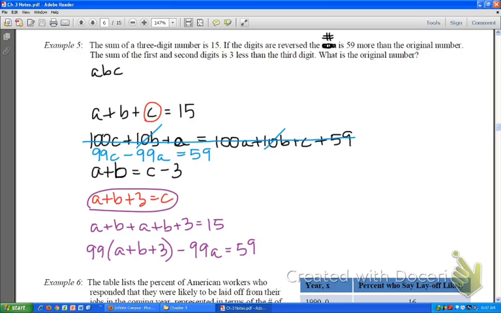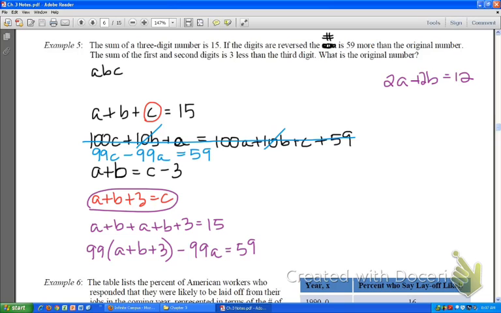I need to simplify some of these equations. That first purple equation is going to become, and I'm going to try and squeeze it in off to the right here, 2a plus 2b equals 12. Any questions on how I got that? From this guy? 2a plus 2b, subtract my 3 to get 12.